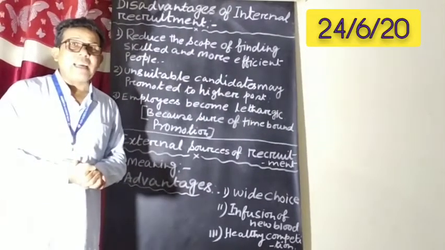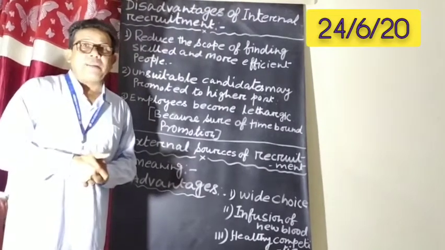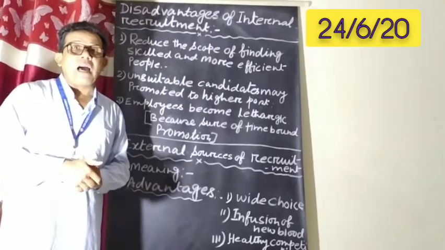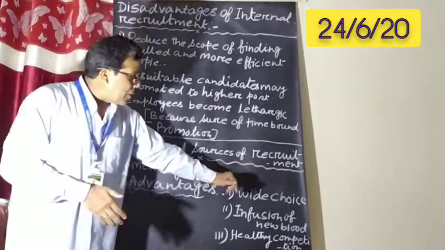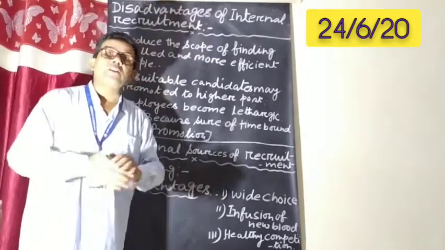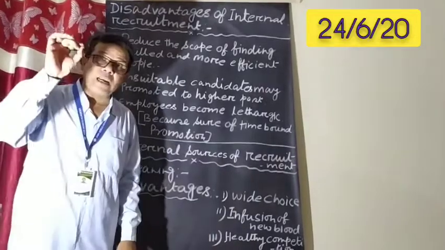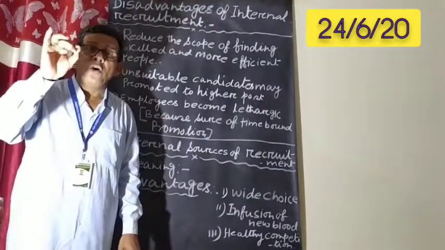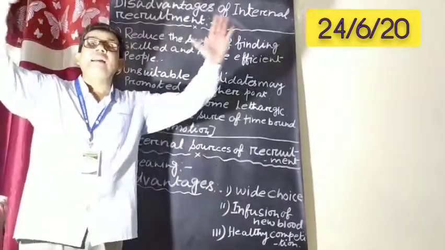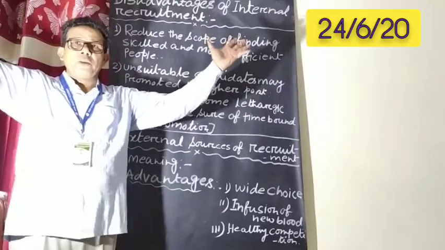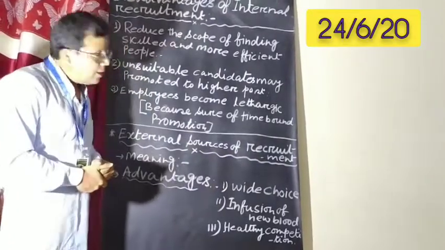Suppose you have given an advertisement in the paper that candidates who score 90% and above are the only ones allowed to apply for a particular vacancy. When you give this type of advertisement, what do you notice? There may be hundreds or thousands of candidates who will apply for that post, those who score 90% or more marks. So you have a wide choice. Your choice will be too much. That is why it is called wide choice, because more and more candidates will apply for that particular post.